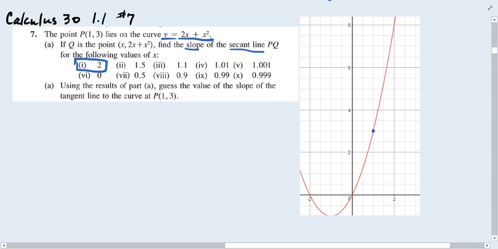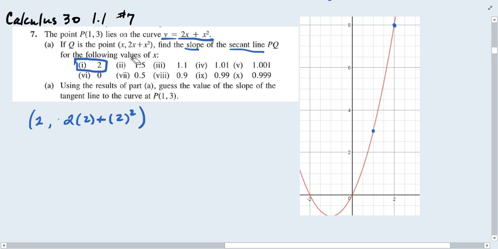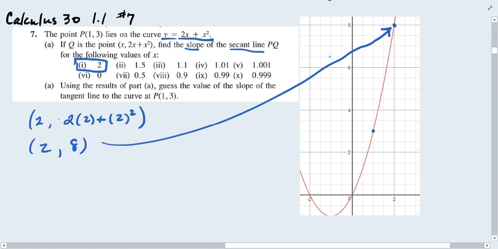So you see over here on the diagram, with x equals 2, y is going to equal 8. And we could find that out if you didn't have the diagram right here. If x is 2, then y is 2 times 2 plus 2 squared. That's 4 plus 4, which is 8. So we have 2, 8. Does everyone see that? So this first part, they're just telling you what the second point is.